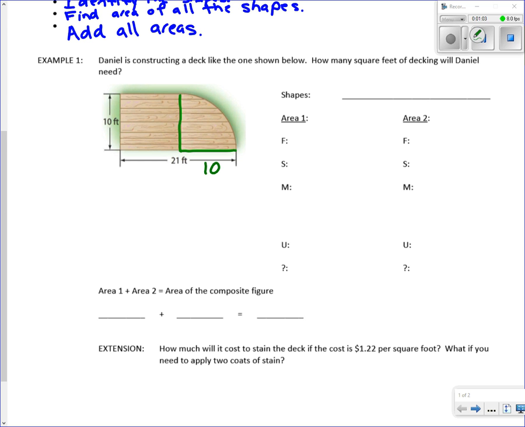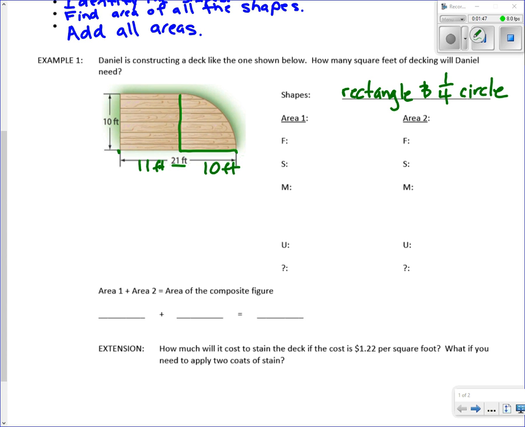So if this is 10 feet and the whole width of the deck is 21 feet, then we know that this over here is 11 feet on the rectangle. So even though it looks like a square, it is in fact a rectangle. And those are the types of things you're going to have to figure out when you're looking at composite figures and making sure that you have the right shapes. So our shapes are a rectangle and a quarter circle.